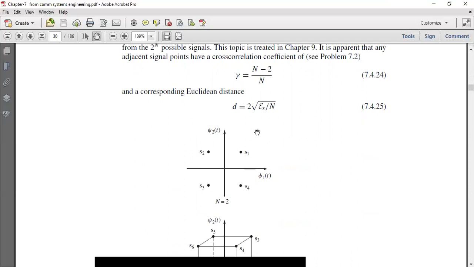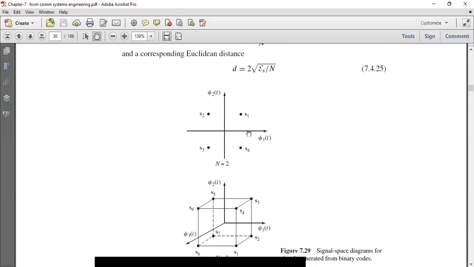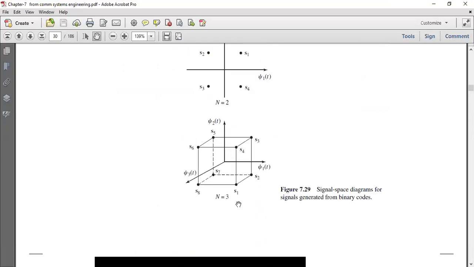So we have n equal to 4, and we have 2 orthogonal sets. If we have n equal to 3, then we have 8 points. They are all orthogonal to each other. So this is our S1, S2, S3, S4, S5, 6, 7, and 8. The signal space diagram for signals generated from the binary codes. So we now have 3 orthogonal basis functions, phi 1, phi 2, and phi 3.